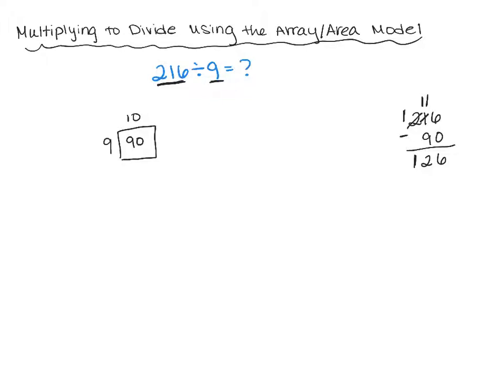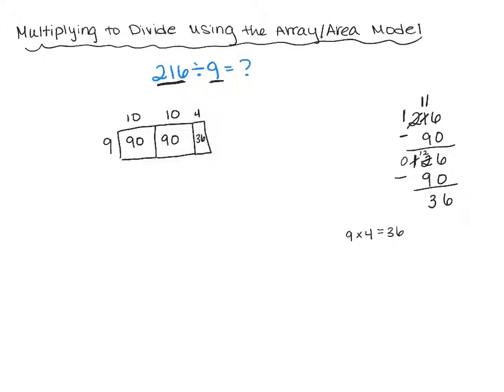So I can pull out another 10 groups of 9, which is another 90. Subtract that from our remaining area. 6 minus 0 is 6. Again, I can't do 2 tens minus 9 tens, so I need to regroup or trade. I can do 12 tens, take away 9 tens, which will give me 3 tens. Now I have 0 hundreds. So I have 36 left as my remaining area that I need to determine, and I know that 9 times 4 is going to give me 36. So the last piece of my array is going to be 4. 9 times 4 will give me 36.